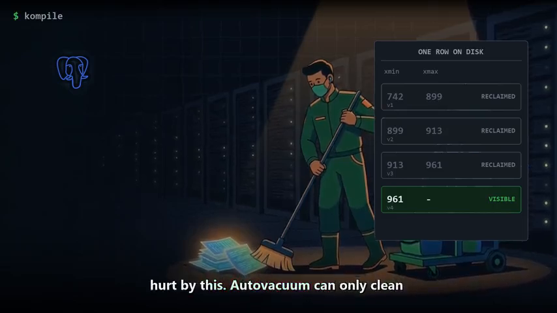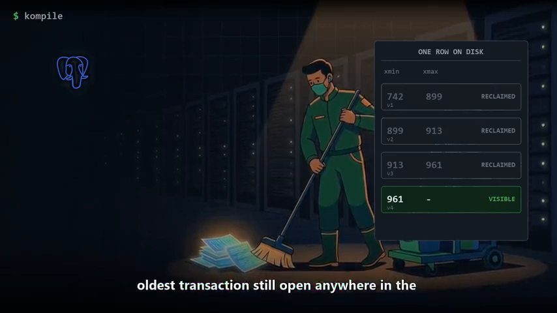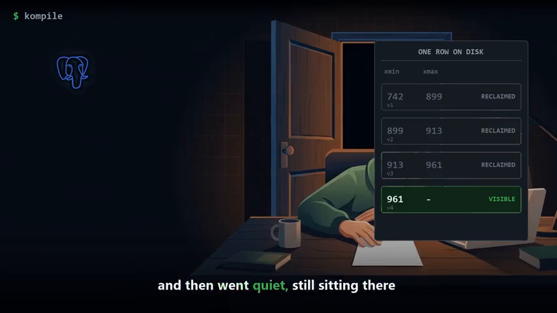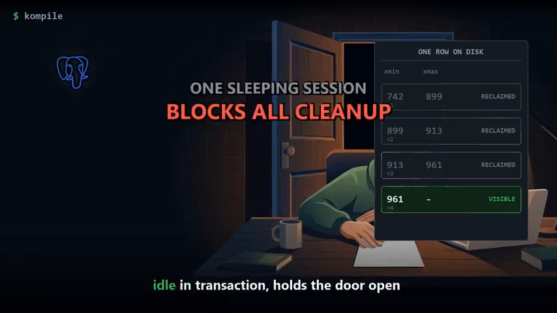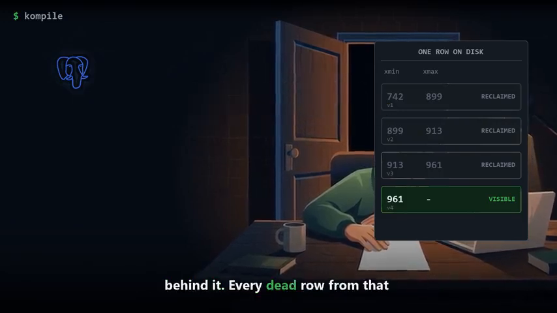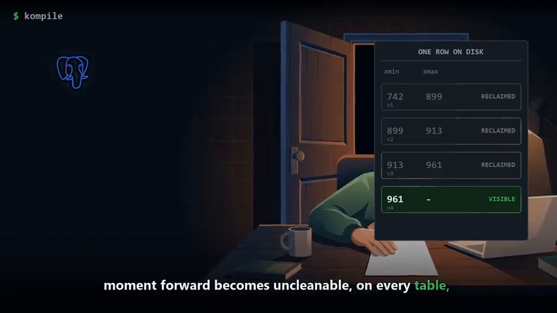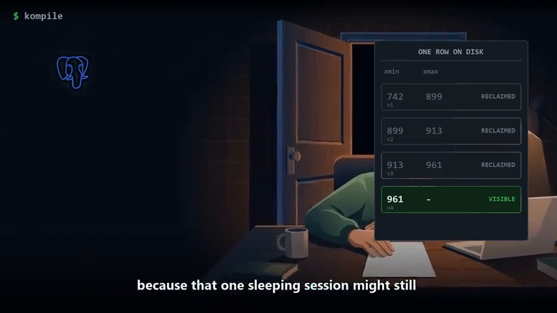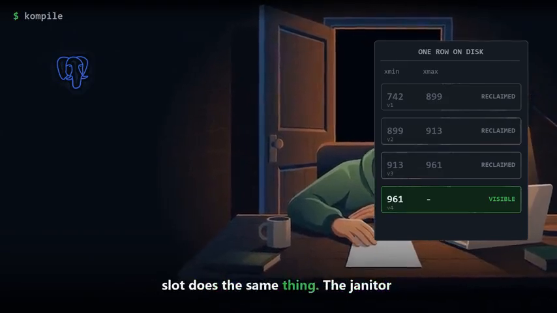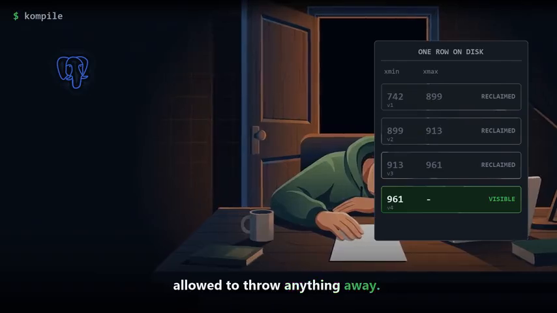Autovacuum can only clean up versions that are older than the oldest transaction still open anywhere in the system. One connection that opened a transaction and then went quiet, still sitting there, idle in transaction, holds the door open behind it. Every dead row from that moment forward becomes uncleanable on every table because that one sleeping session might still ask to see them. A forgotten replication slot does the same thing. The janitor is still running, it just is not allowed to throw anything away.